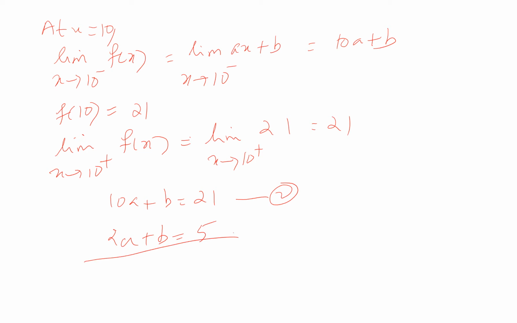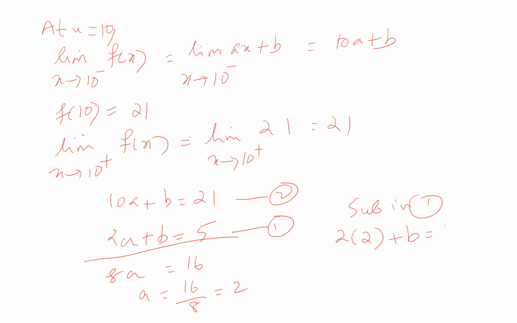Now subtract the two equations. So we will get 8a equal to 16. So a will be 16 by 8 and that is equal to 2. Now we can substitute in equation 1. We will get 2a plus b equal to 5. So b equal to 5 minus 4 and that is equal to 1.